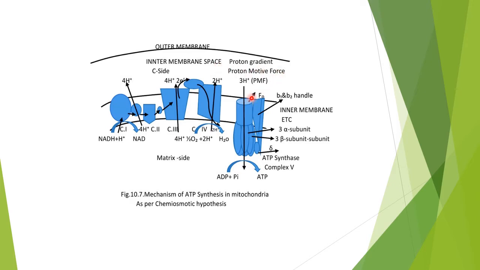And then we have already seen that there is one more complex, which is also named complex 5, or ATP synthase. We will discuss it in detail, which has an F0 within the inner membrane and an F1 particle as a knob within the matrix side. And there is also a proton channel, through which influx of protons will take place, which will help in the coupling of ADP with inorganic phosphate to form ATP. The details of it will be given in the future slides.